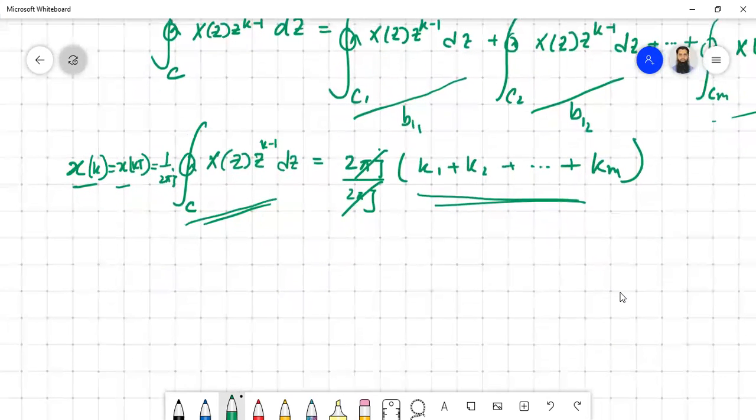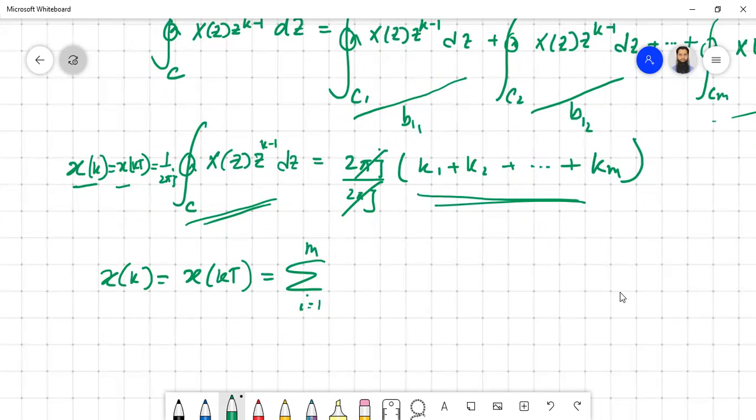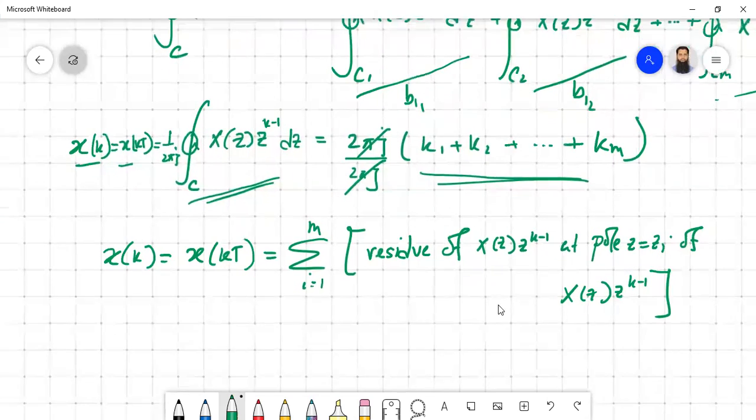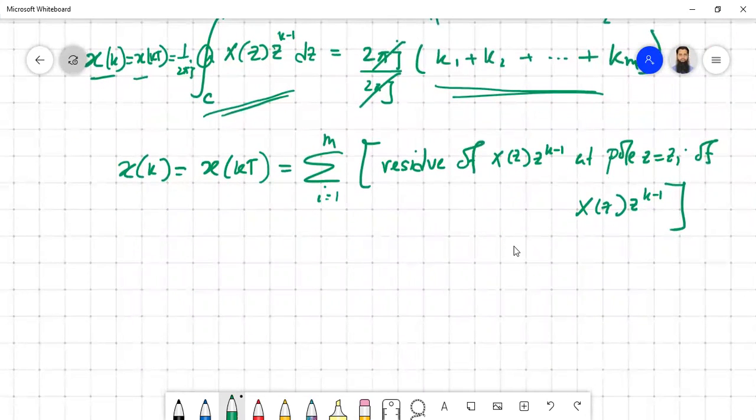So we can simply write the inverse Z transform x(k) or x(kT) as the sum over i equal to 1 to m, the number of poles, of the residue of the function f(z), in this case X(z) z to the power k minus 1, at the pole z equal to zi of X(z) z to the power k minus 1. There may be a simple pole, or there can be a multiplicity of pole locations. So this is for a simple pole at z equal to zi. How to calculate the residue?